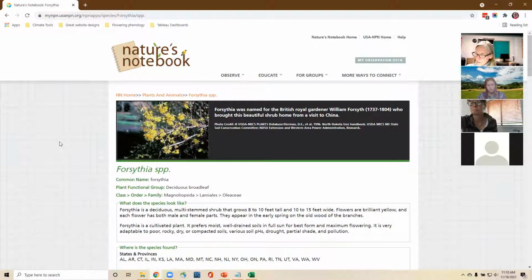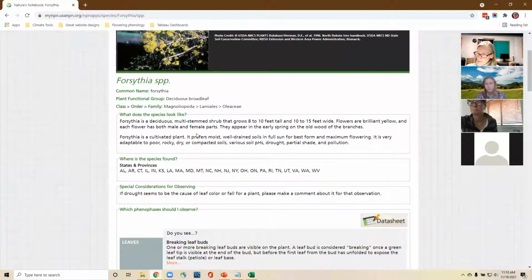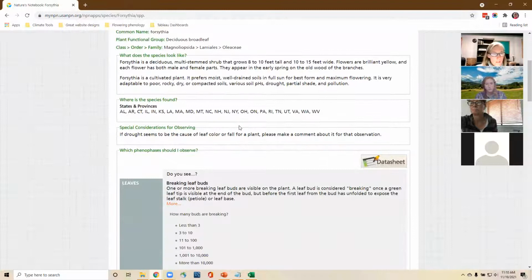So this species profile page will usually have some identifying information here at the top. It's not for all of the species, but most of them have this, as well as some special considerations for observing, some things to think about that might be the cause of the phenology that you're seeing. Like this says, the drought might cause this plant to have premature leaf color or leaf fall, so you can make a comment about that.